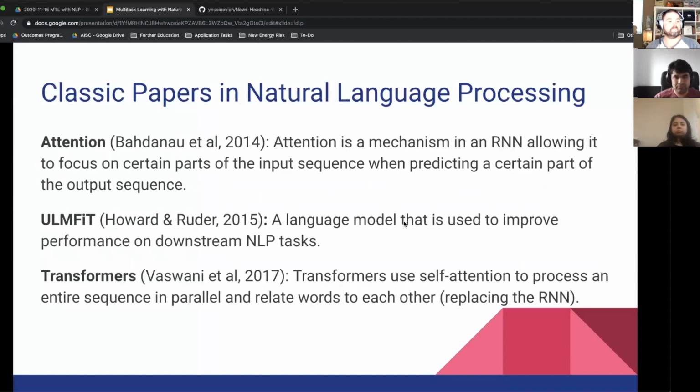Then there was attention from 2014. It was a mechanism in a recurrent neural network, allowing it to focus on certain parts of the input sequence when predicting certain parts of the output sequence. There was ELMo from 2015. It's a language model that's used to improve performance on downstream NLP tasks. And there was Transformers from 2017, which used self-attention to process an entire sequence in parallel and relate words to each other. It's used instead of the RNN from the attention paper. ACE already has presentations on attention and Transformers, but not ELMo yet.